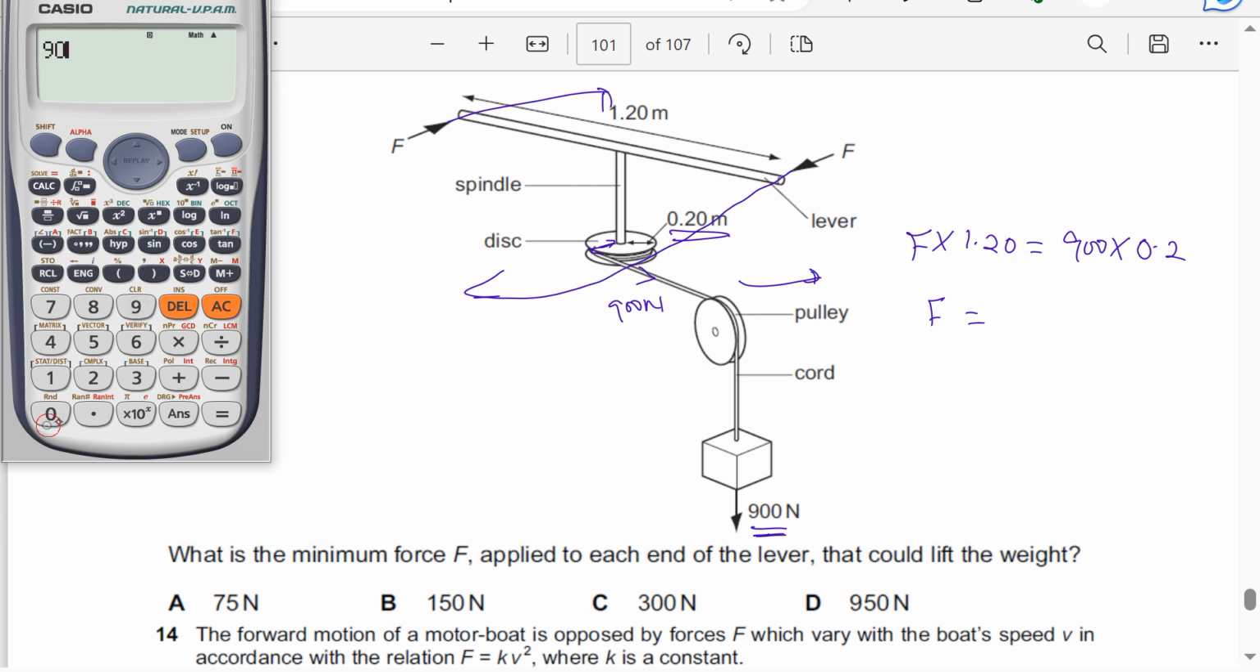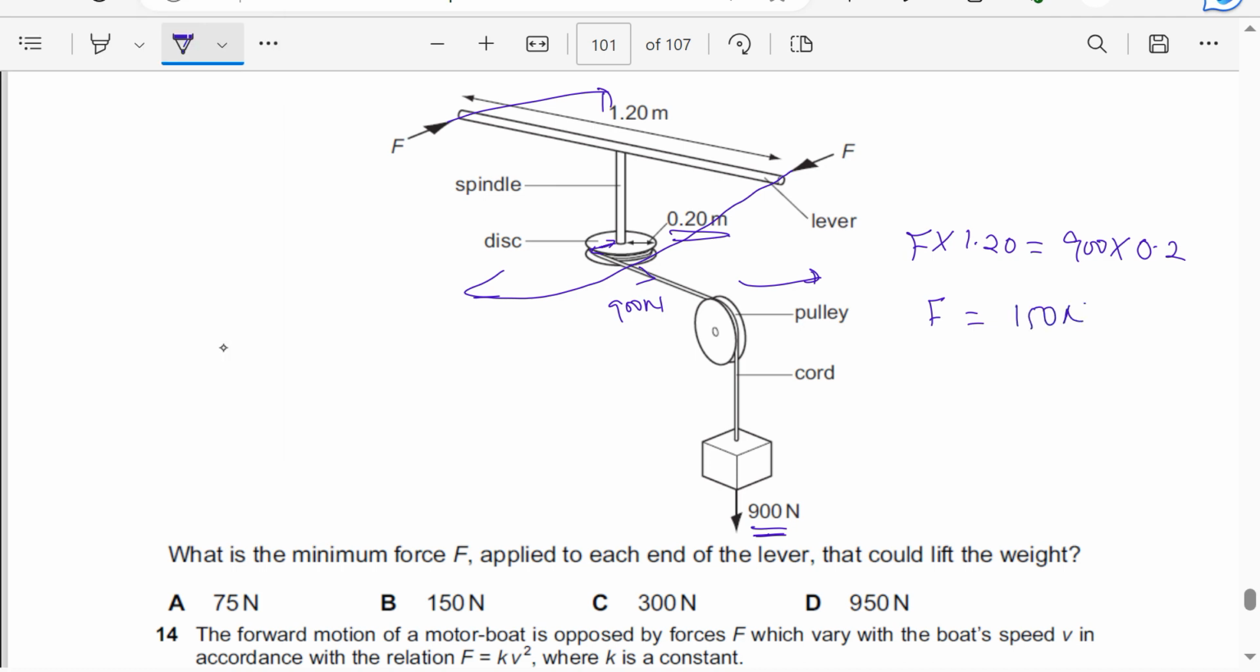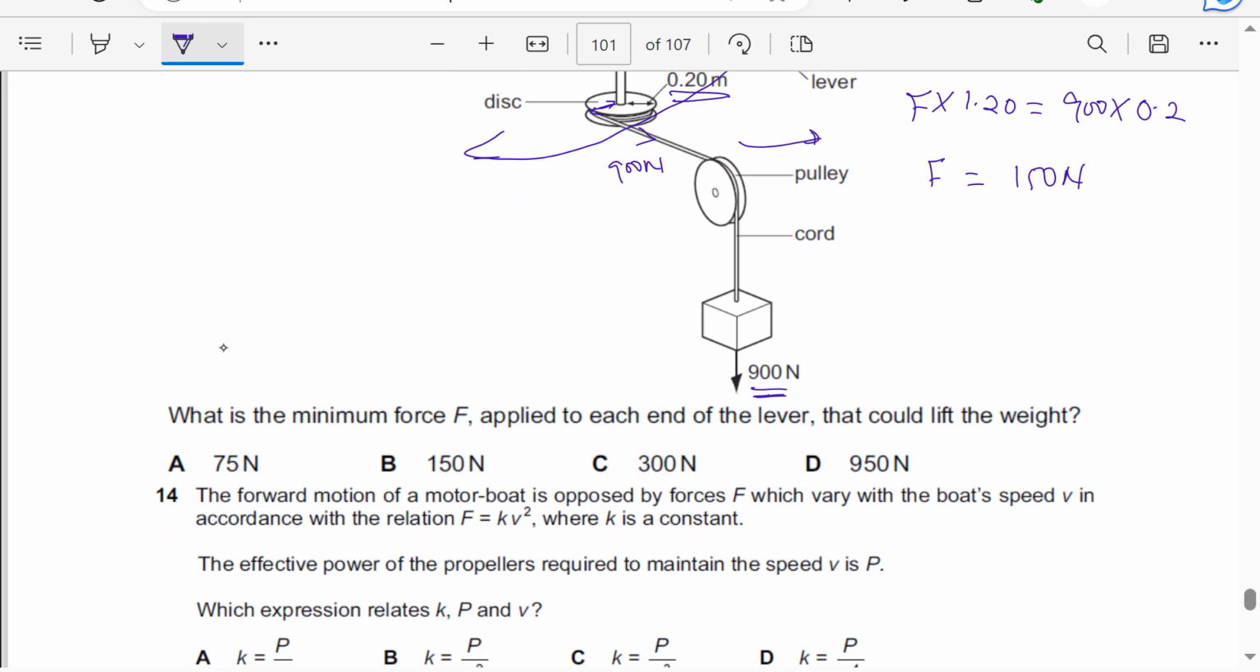So we have 900 times 0.2 divided by 1.2. That is 150 newtons. So the answer is going to be B.